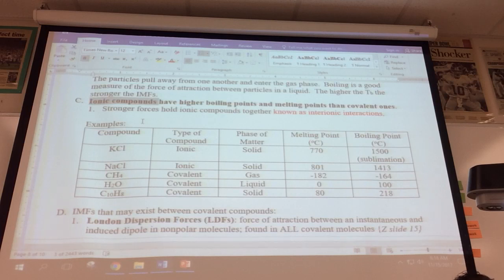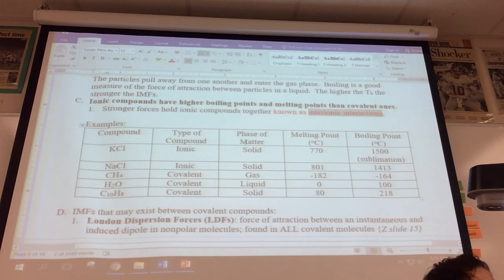Two nonmetals, or a metal and a nonmetal? Metal and a nonmetal. Ionic compounds have higher boiling points and melting points than covalent ones, and that's because they have stronger forces of attraction. The forces of attraction that hold ionic compounds together are known as interionic interactions.